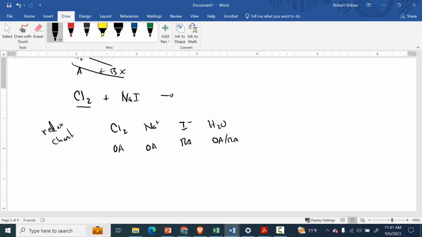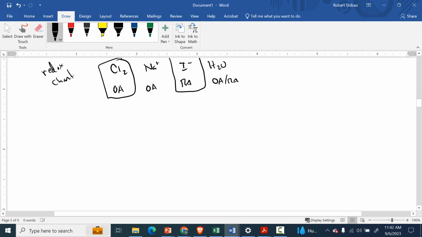And then we look for the strongest oxidizer. Can you tell which one's the strongest? Chlorine, sodium ions, or water? Definitely chlorine. I don't think we need the chart for that. Sodium ions and water are pretty unreactive as far as redox goes. We look at the reducing agents. What's easier to oxidize, iodide or water? Iodide. We can look at the chart for that. So the reaction should be between chlorine and iodide.